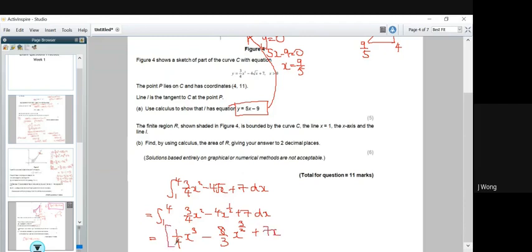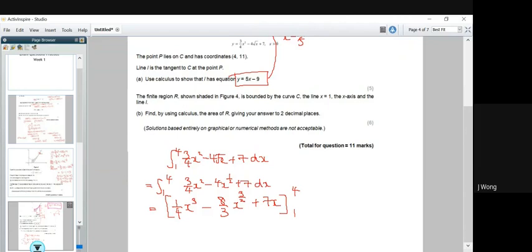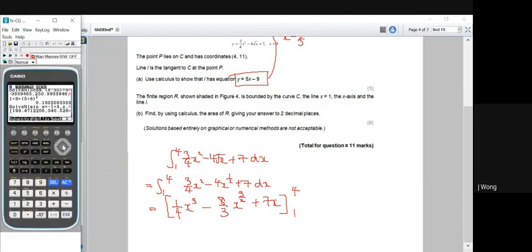So standard procedure, add 1 to the power and divide by the new power. For the first one, the new power is 3, and if you divide 3/4 by 3, you get 1/4. The second one will be a little bit trickier. The new power is 3 over 2. That means you will do 4 multiplied by 2/3, which will give you 8 over 3, I believe. And then the last one will change into 7x. Okay, you evaluate that from 1 to 4.